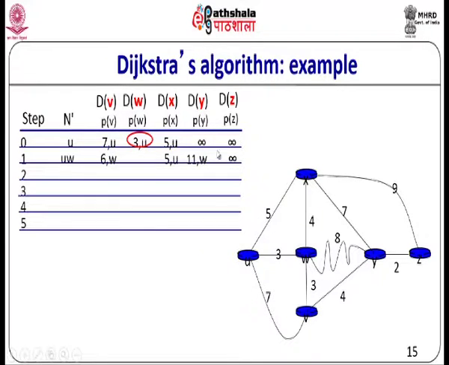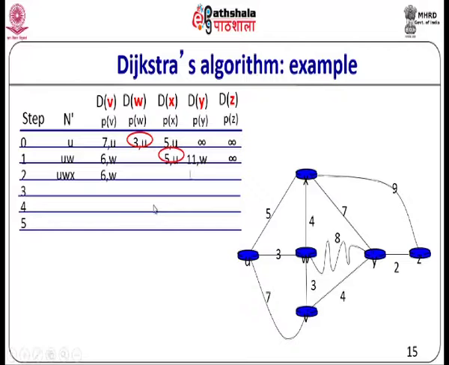Now, the next step is you again identify the smallest of these, which is 5. So, we will now pick x and move x to the list N dash. So, u, W, x is now in N dash, and now we look at the distances that are given from x. Now, x to W we know is 4, x to y is 7, x to z is 9. So, this information is what we will now try to use.